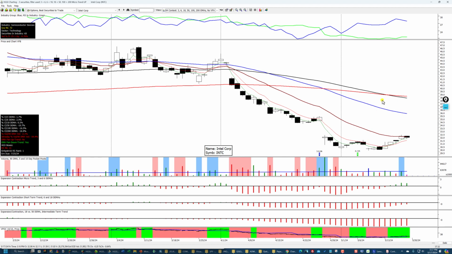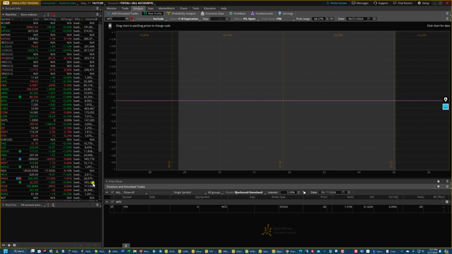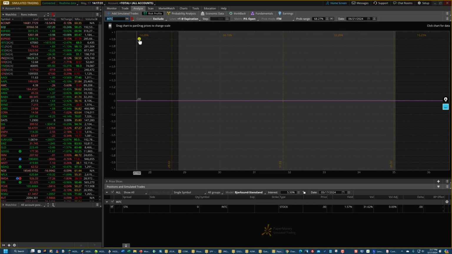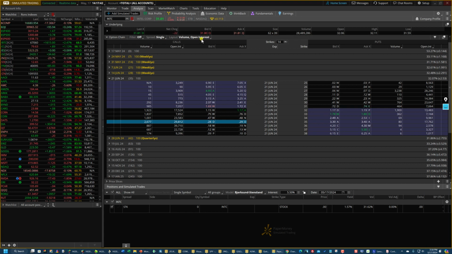So next, let's go take a look at Intel. I already put the symbol in here. I'm using paper money here. I'm going to take a look at it. I want to go out at least 30 days to give it a chance to work.